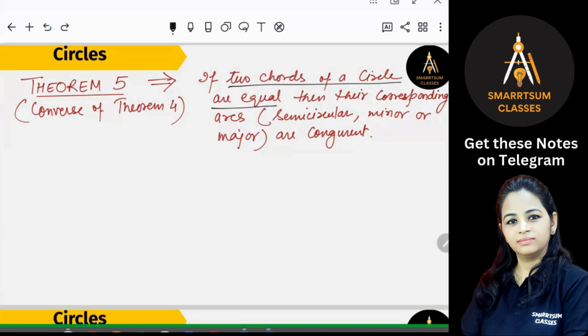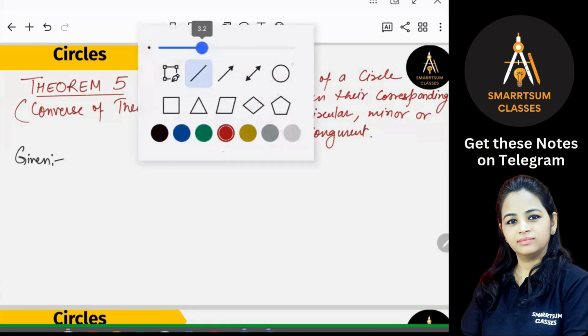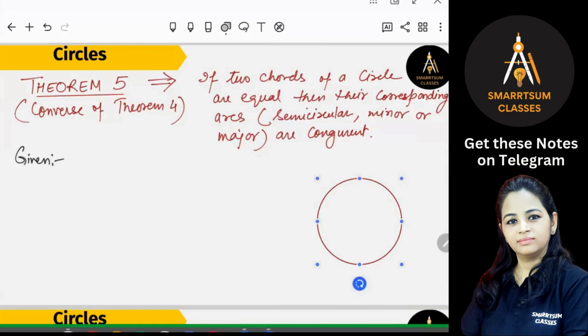So very first, we will write down what is given and what we have to prove. So write down. Given here is a circle. Suppose we have a circle here. This is a circle.